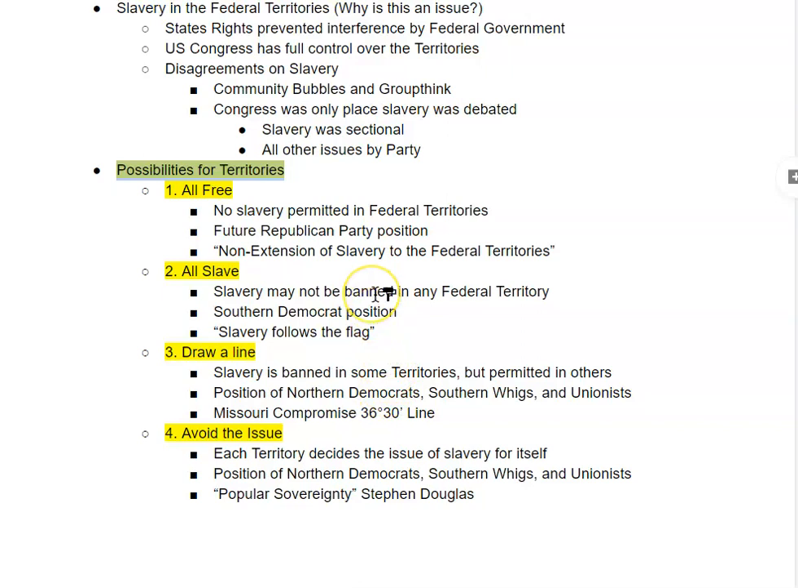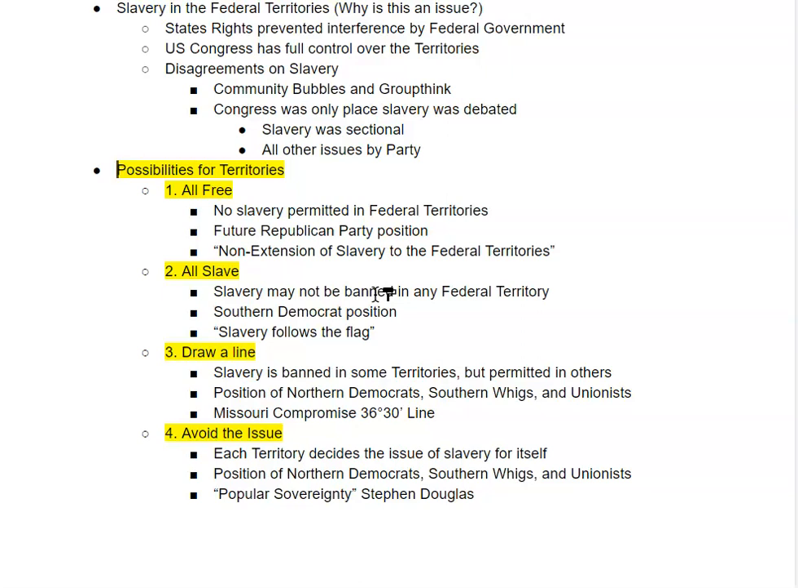Also, to review on those possibilities of territories, remember, as this central issue for causing the war, Congress had total authority to deal with the federal territories, all the land out west from the Louisiana Purchase and the new land yet to be gained from Mexico, such as Texas and the Mexican Cession, which is the subject of our next two lectures.